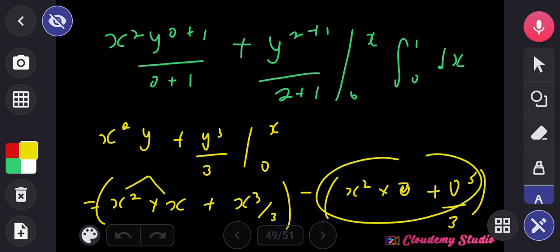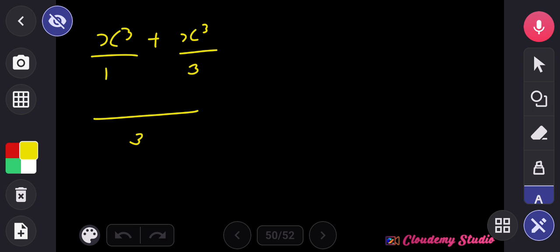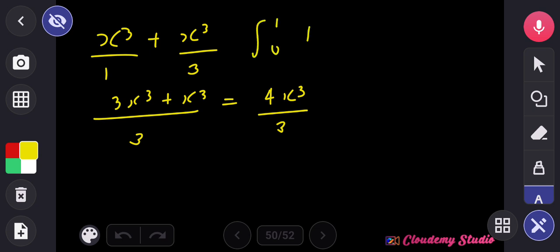x squared times x is going to give me x raised to power 3. So the answer is x raised to power 3 plus x raised to power 3 over 3. And if I look for the LCM, which is 3, I'm going to be having 3x raised to power 3 plus x raised to power 3. That is equal to 4x raised to power 3 over 3. Right? Now, remember that I'm still having the integral from 0 to 1 dx here.